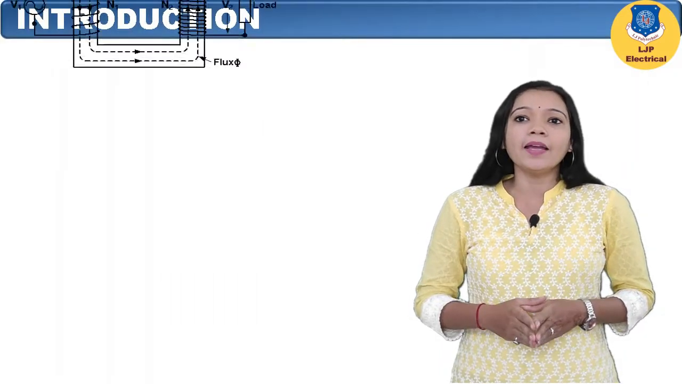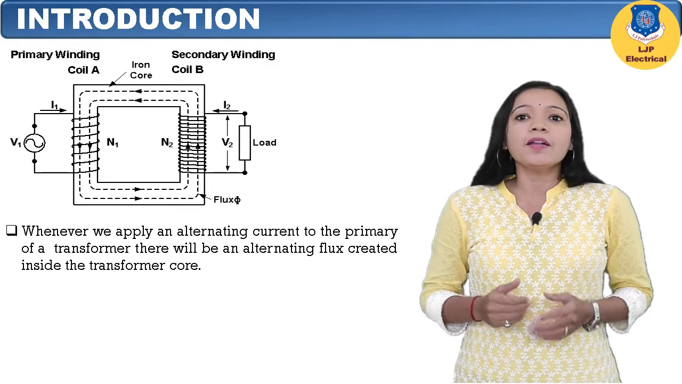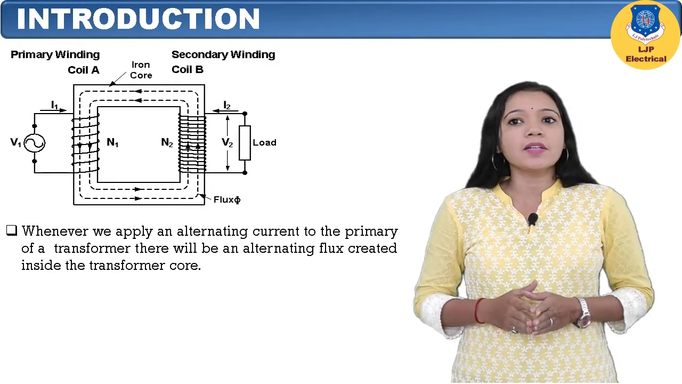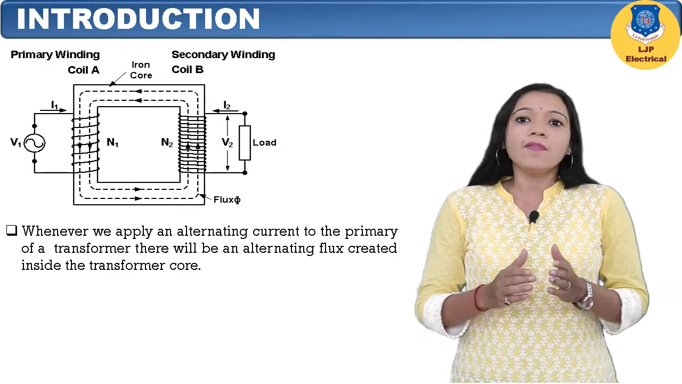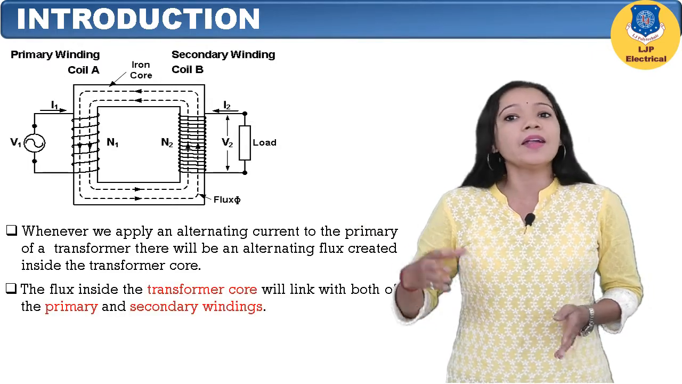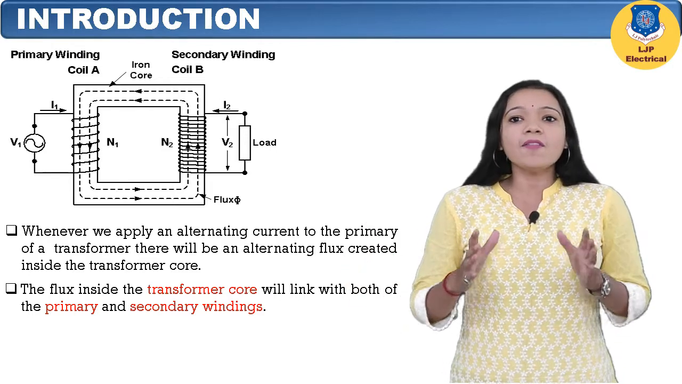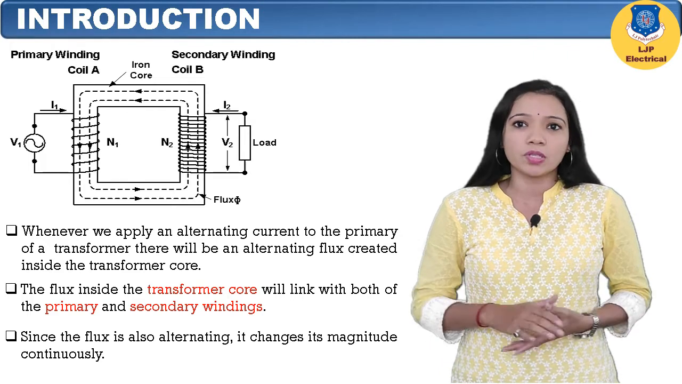Whenever we apply an alternating current to the primary of a transformer, there will be an alternating flux created inside the transformer core as shown in figure. The flux inside the transformer core will link with both the primary and secondary winding. Since the flux is also alternating, it changes its magnitude continuously.